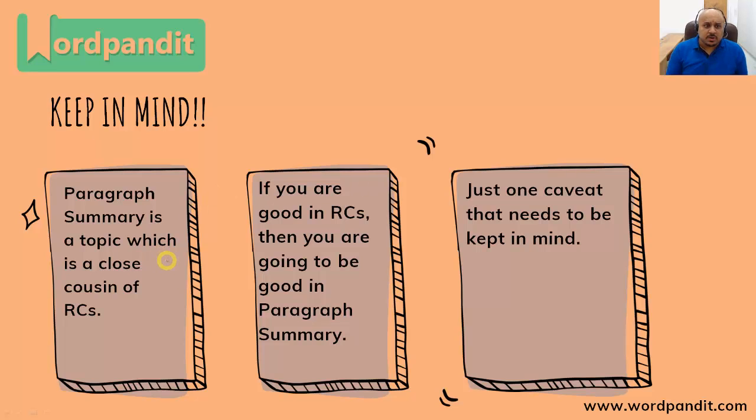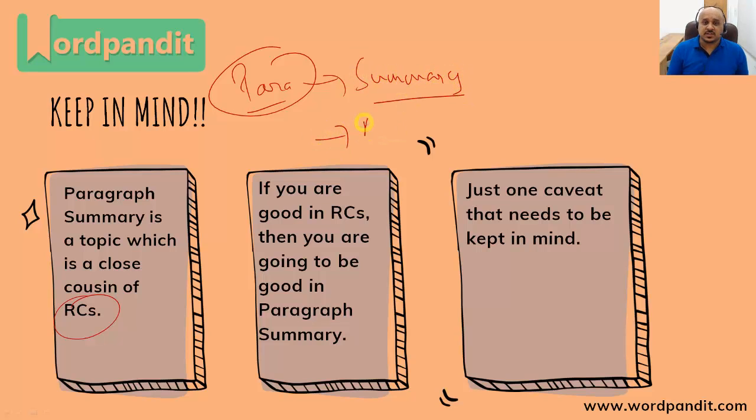Paragraph summary is a close cousin of RCs. You're given a paragraph and you're effectively asked to identify the apt summary for it, which effectively translates to nothing else but the main point or main idea of the paragraph, right? So close cousin of RCs. If you're good in RCs, you're going to be good in paragraph summary as well. It's as simple as that.